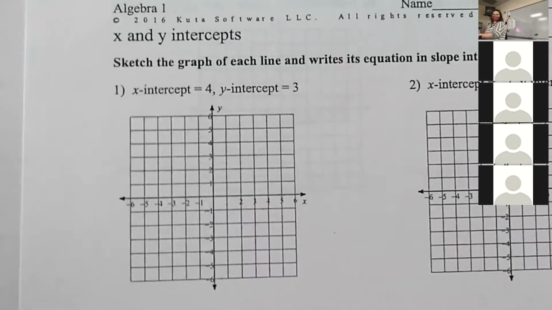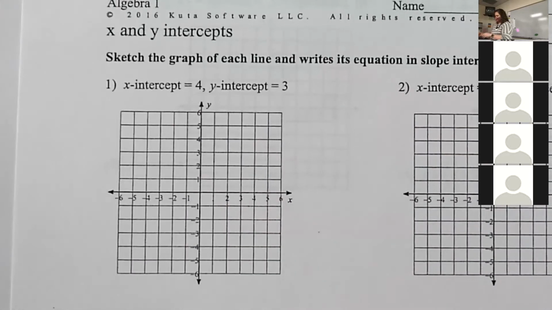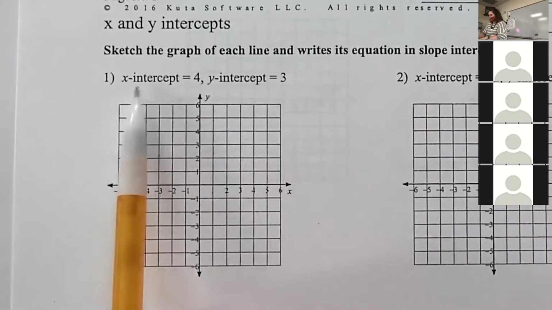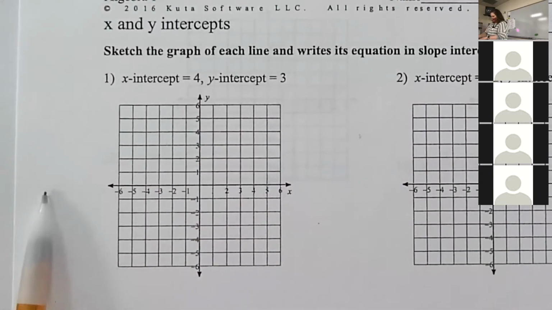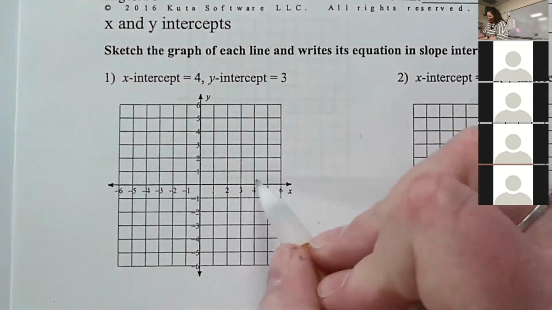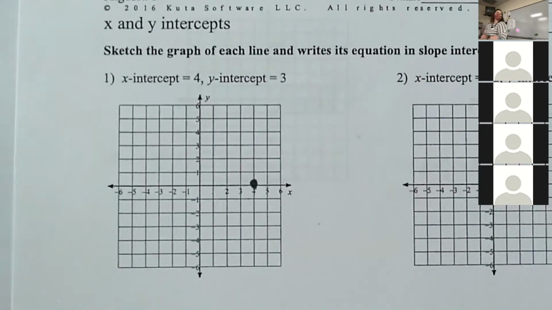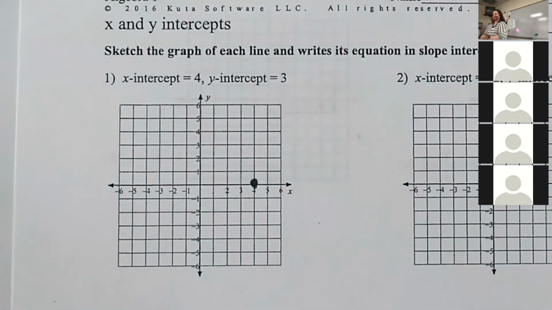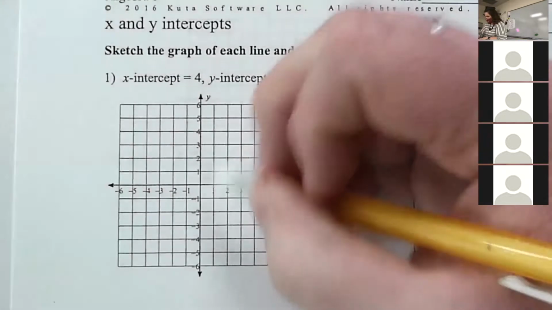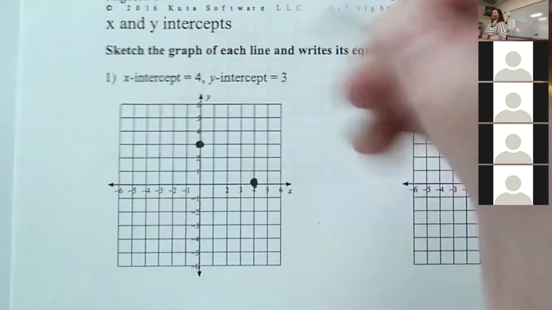Let's look at the first one on the worksheet. It says sketch the graph and then write the equation of the line. Well, let's worry about sketching it first. It says x-intercept at 4. So it's telling me I cross the x-axis at 4, so put a dot right on 4. It's telling me that same line has a y-intercept of 3. So I'm crossing at 3 on the y-axis.